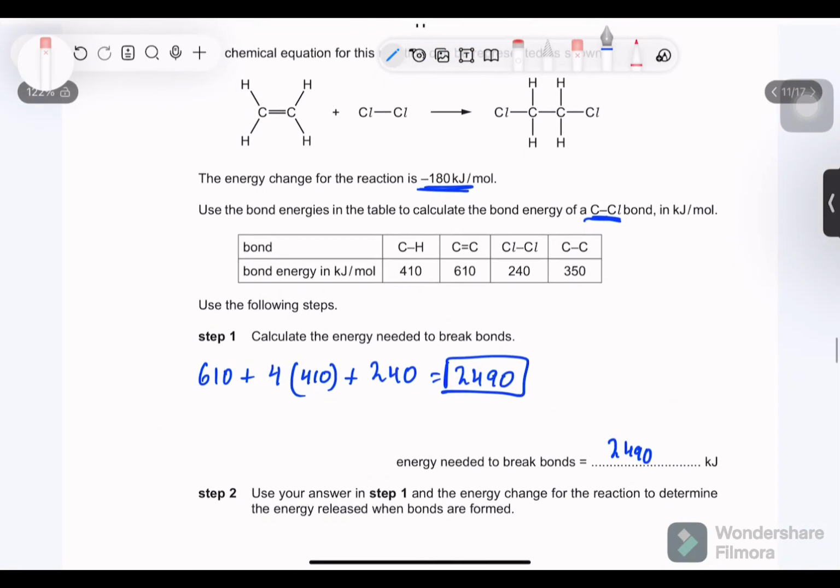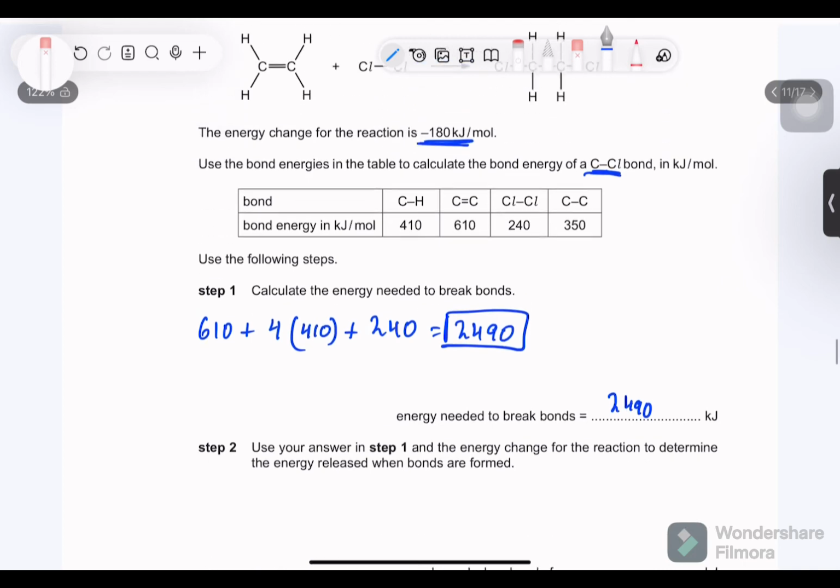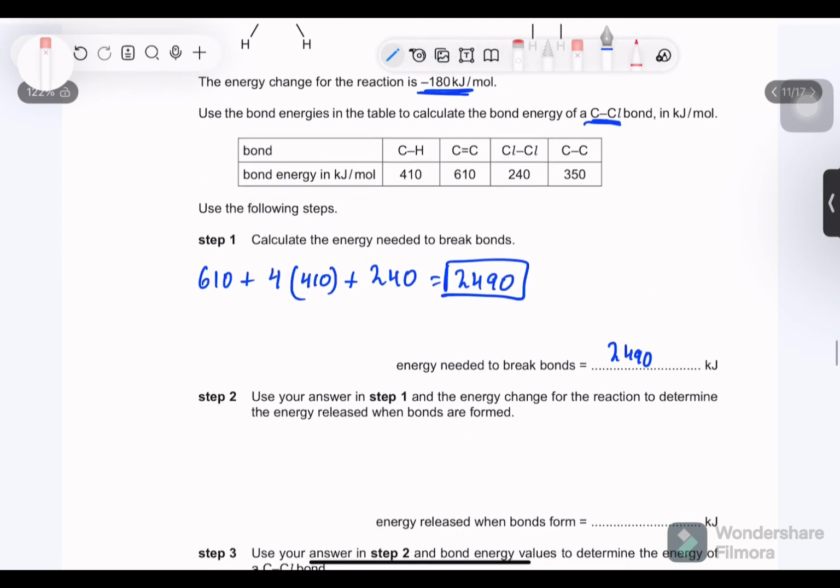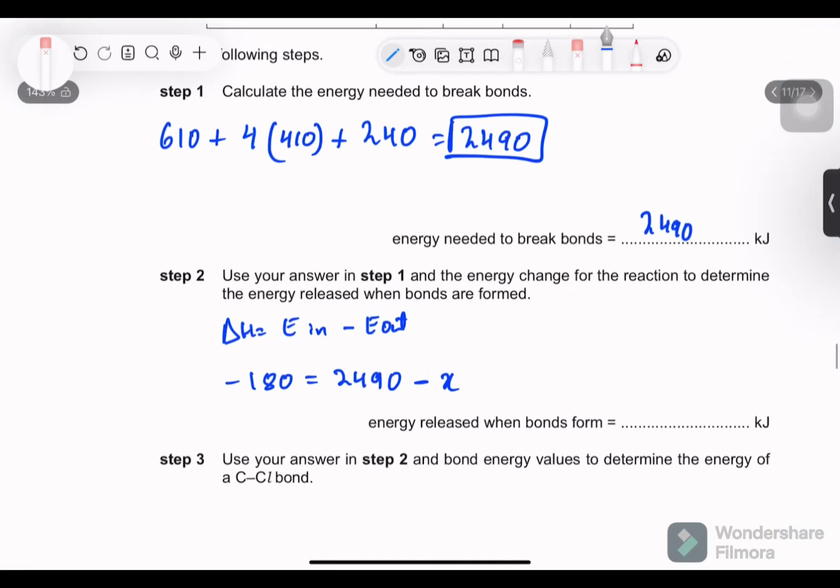Okay, so the energy release when the bonds are formed. The enthalpy change is energy in minus energy out, or energy absorbed minus the energy released. We know the enthalpy change, which is minus 180, and the energy absorbed in bond breaking is this, and the energy released in bond formation is maybe X. Now X will be 2490 plus 180. So X will be 2670.